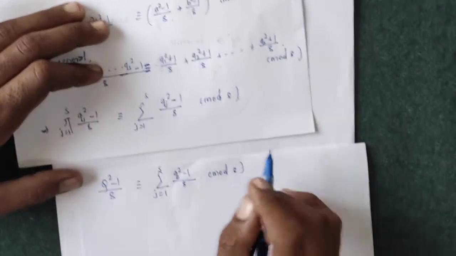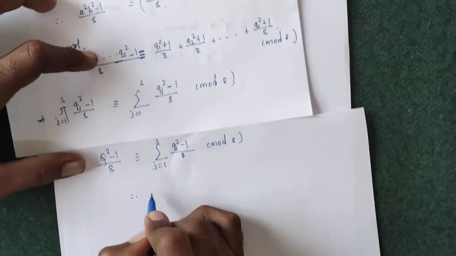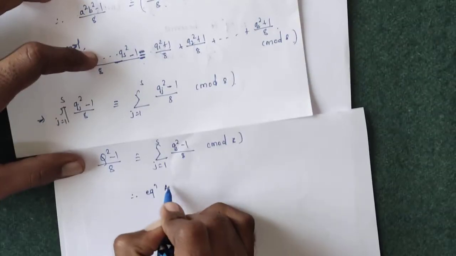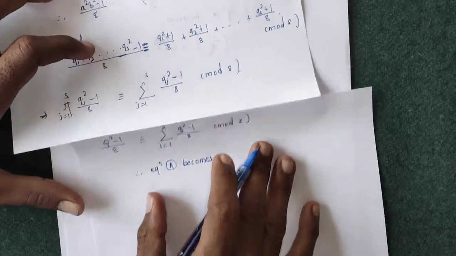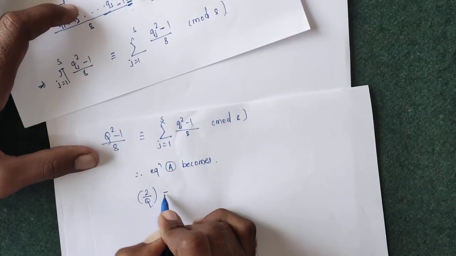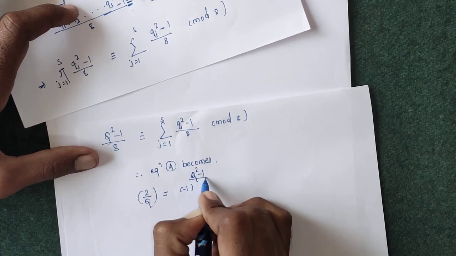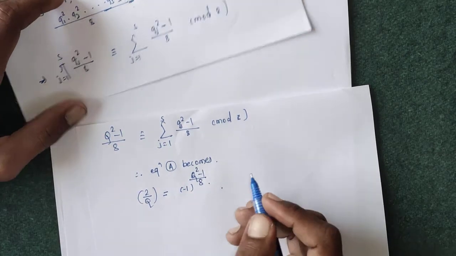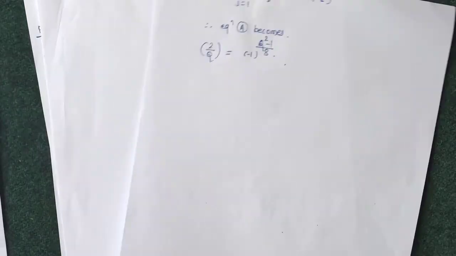Hence, equation A can be written as the Jacobi symbol of 2 and q is equal to minus 1 to the power q square minus 1 by 8. Hence, the proof of this theorem.